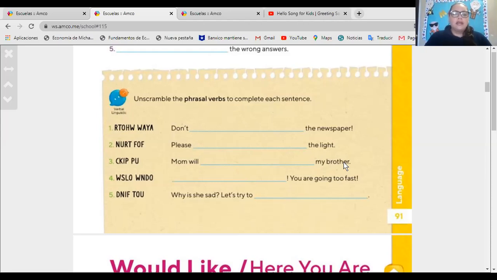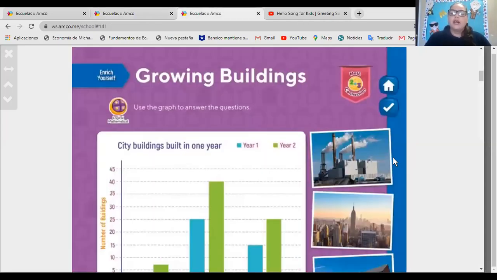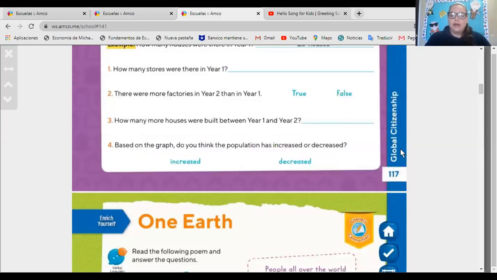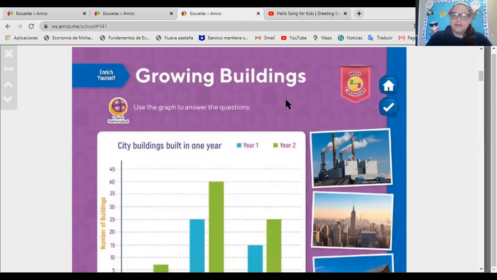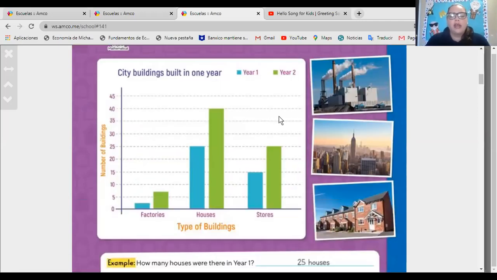Now, let's continue with our next subject. Global citizenship, page 117. Growing buildings. Use the graph to answer the questions. Okay, we have a graphic here, okay? We have type of buildings and we have number of buildings.